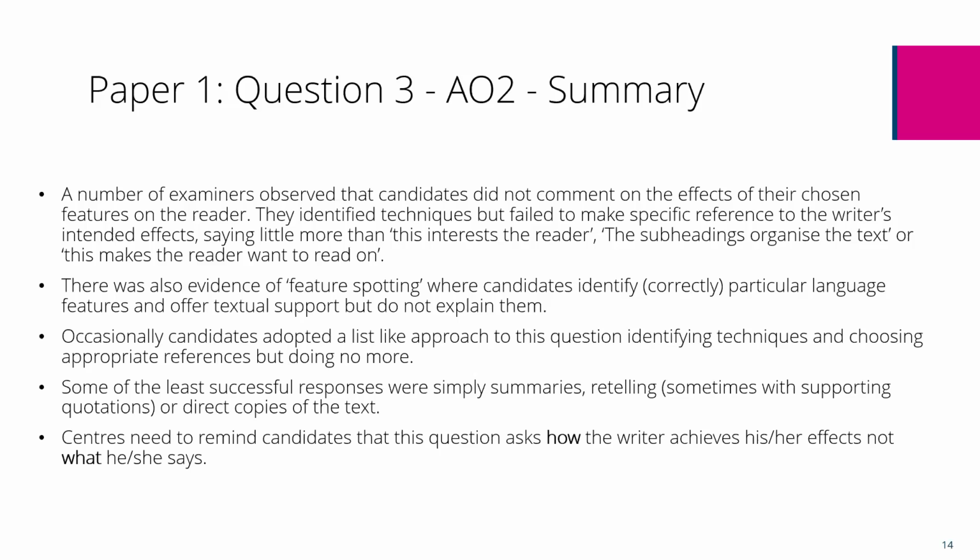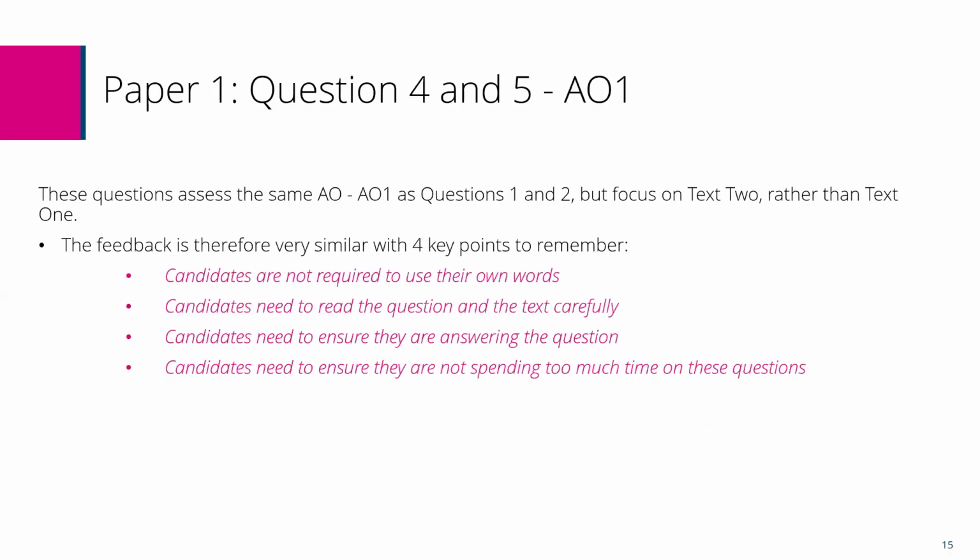So that brings us to the end of the AO2 for text 1. We're now going to have a little look at questions 4 and 5, which are the AO1 questions on the second text that the examiner gives to candidates on this exam paper. So the question style and feedback is obviously going to be very similar to questions 1 to 3, because they access AO1, and AO2 in the same way, but on that different text.